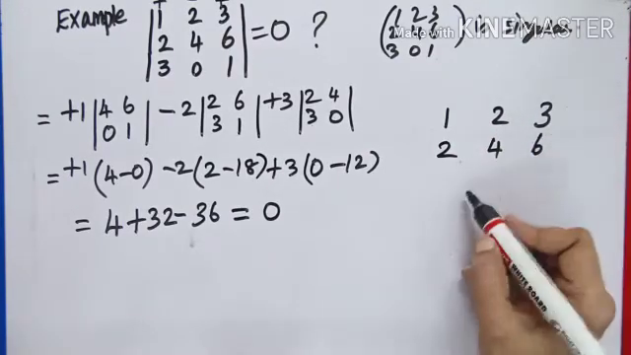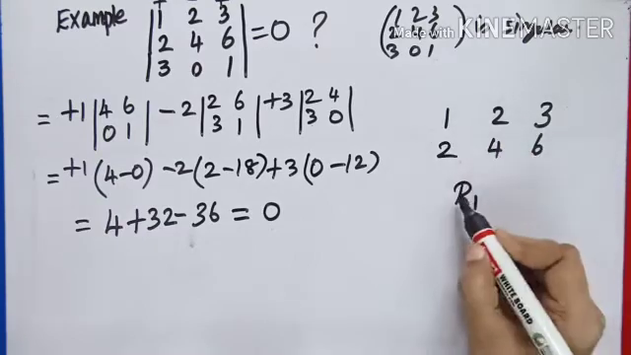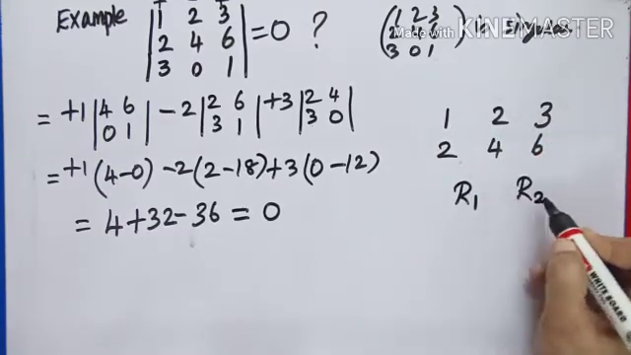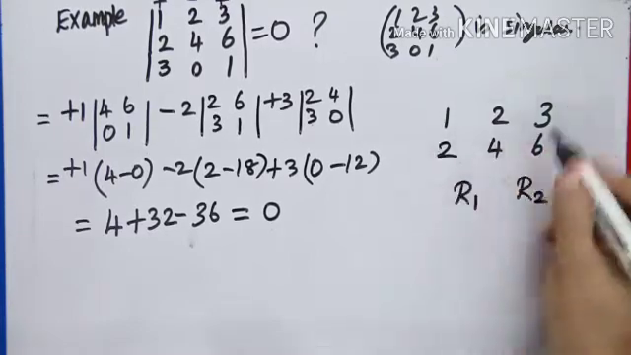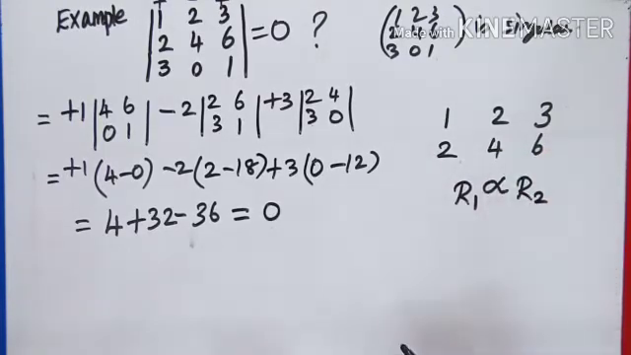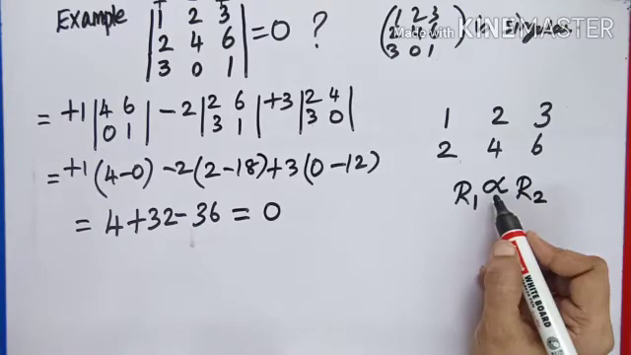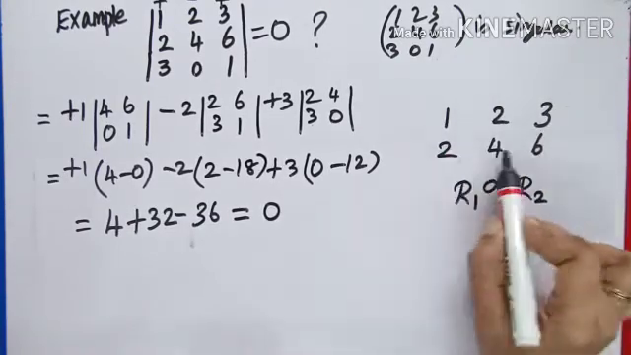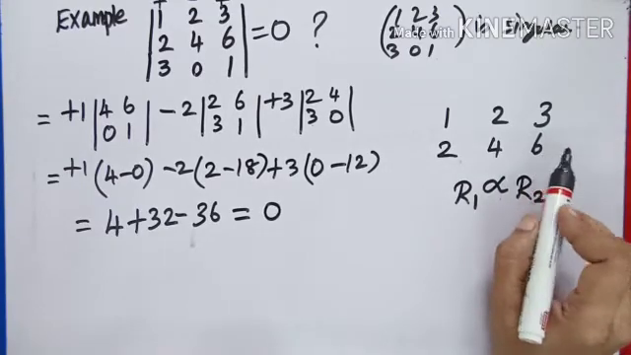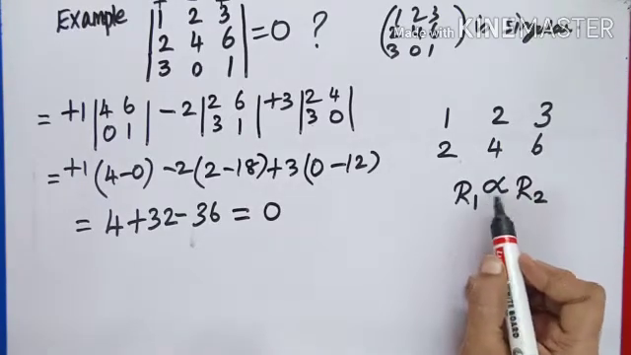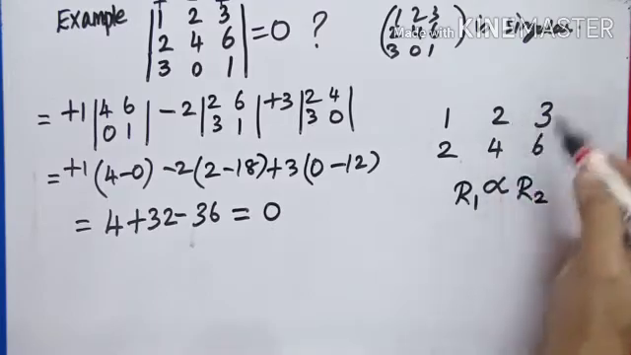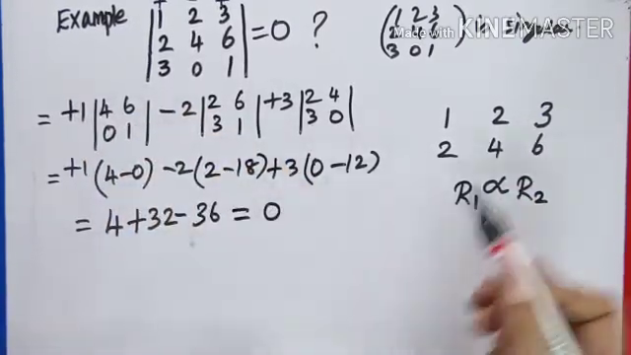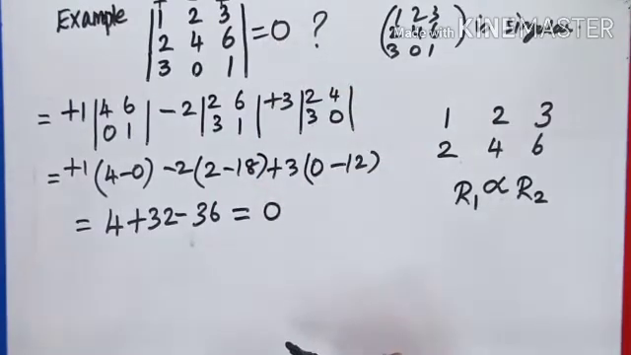So R1 tells me row 1 and R2 tells me row 2. These two are proportional. What do you mean by the word proportional? First row, I multiply by a number, I get second row. Such rows we call proportional. Whenever two rows are proportional, I need not do all this. I can immediately write the answer 0.